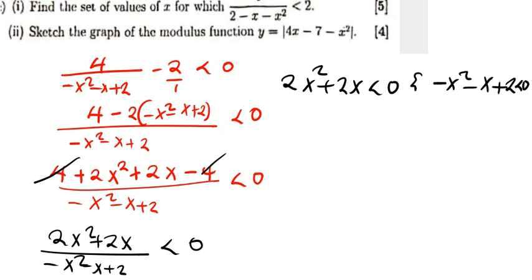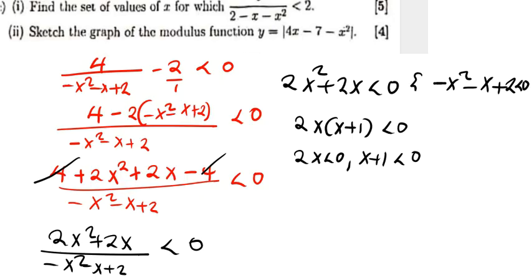So here, I can factor out 2x. I'll remain with x plus 1, less than 0. So 2x is less than 0, and also x plus 1 less than 0. So if I divide both sides by 2, 0 divided by 2, so x less than 0. I have the first critical point. Also x, if I shift 1 to the other side, is less than negative 1. I have the next critical point.